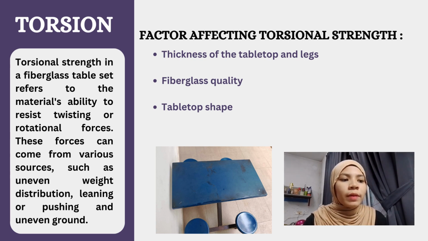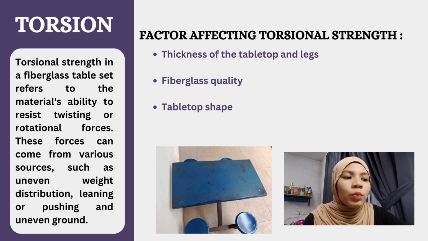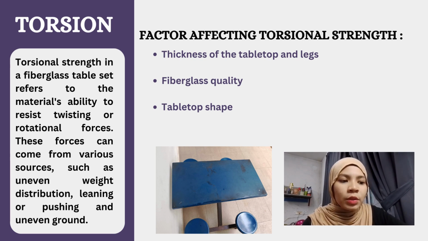The factors that affect torsional strength in a four-seater fiberglass table set are, the first one, the thickness of the tabletop and also the legs. The thicker the component, the greater the resistance to twisting. The second one is fiberglass quality. The higher the quality of the fiberglass, the better the torsional strength. The third one is the tabletop shape. Round tabletops tend to be more resistant to torsion than rectangular ones.